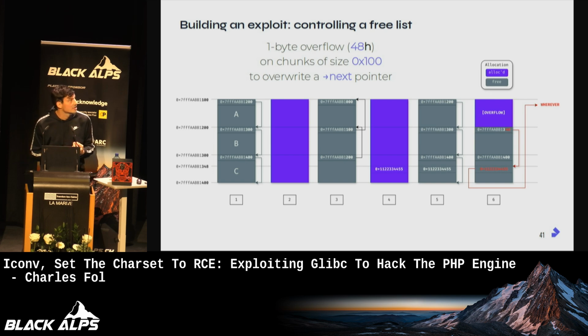So now, in step 6, we can overflow starting from A, and the 1 byte overflow will actually overwrite part of the pointer that is in B. And the pointer that is in B was pointing to C, so now it points to C plus 48, which is the address of the arbitrary pointer that we have written. So now with 3 more allocations, we allocate B, C plus 48, and then the arbitrary pointer, and that gives us a way to have an arbitrary write in memory.